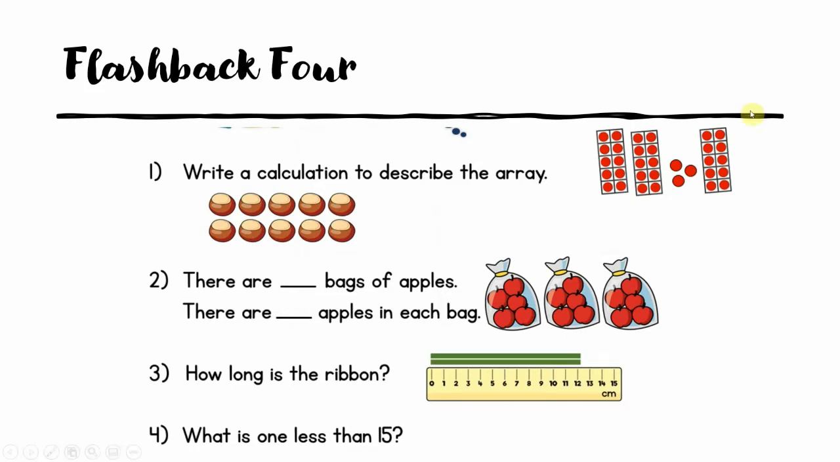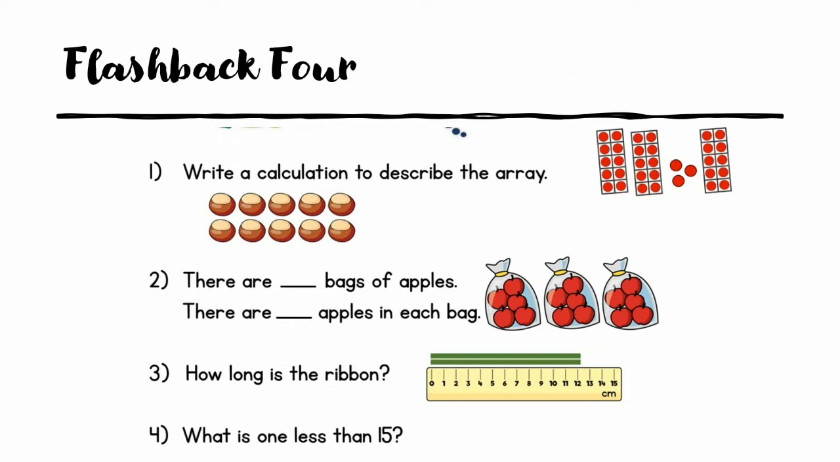Okay, Flashback 4 time now. So what number am I showing here on my 10 frames? Hopefully you fall for my trick. Okay, so if you didn't fall for my trick, well done. So let me tell you what number I'm showing. I've got three full 10 frames, so I'm going 10, 20, 30. Even though they're not side by side, it doesn't mean that there's one less 10. So I've got 30, 31, 32, 33. I'm showing the number 33.